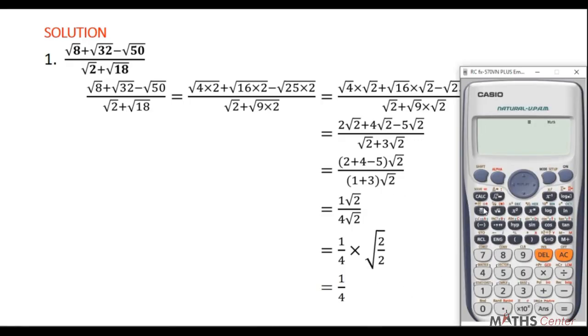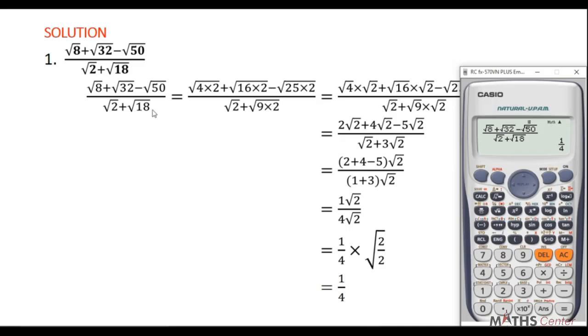So to do that, press this fraction button. Then your first one, you have a square root of 8. After you've done that, press this sign to remove the cursor from the square root sign. Then press plus square root of 32. Then you press this one to remove the cursor from the square root sign, minus square root of 50. You see, we are done with the numerator, so you press this sign to move it to the denominator. Then square root of 2, then you press this sign to remove it from there, then square root of 18. So you press this on your calculator, and the calculator is giving us 1 over 4 as we have here.